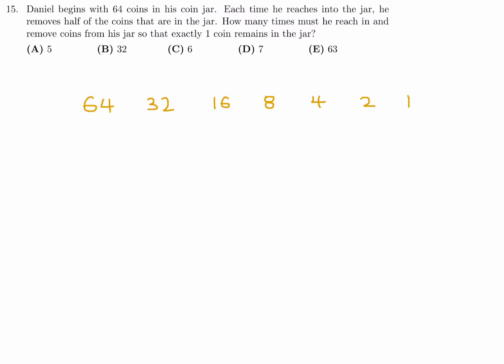So they're asking how many times did he reach in the jar? This was the first time, second time, third time, fourth time, fifth time, and sixth time. Each time he reached in the jar, he took out half, and the next number is what's remaining. So they're asking, how many times does this happen before we get to the scenario where only one coin remains? Well, 1, 2, 3, 4, 5, 6 times he had to reach into that jar and repeat the process. So number 15, the answer is 6, which is C.